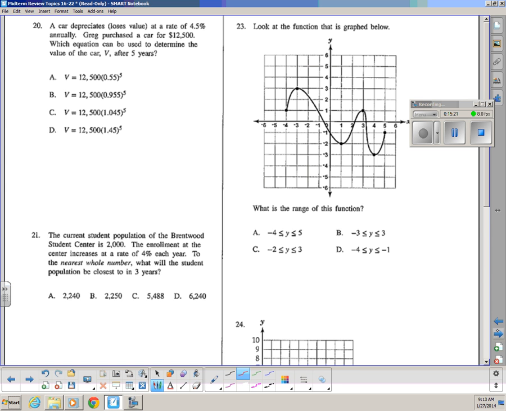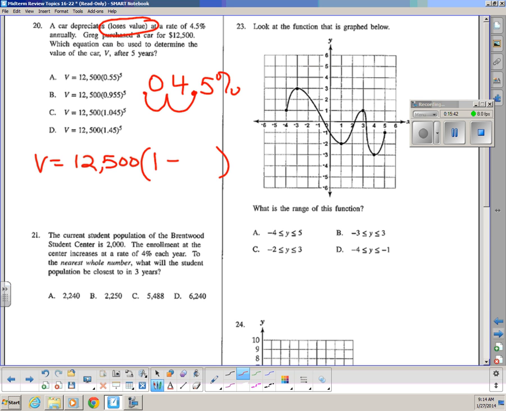Number 20, a car depreciates or loses value at a rate of 4.5% annually. Greg purchased a car for $12,500. Which equation can be used to model the value of the car after 5 years? So I'm starting off with 12,500. I'm depreciating or losing value, so I'm going to have 1 minus my percent as a decimal. So 4.5%, if I make it a decimal, 2 places to the right, it's going to be 0.045. And I'm going 5 years, so I'm raising this to the 5th power.